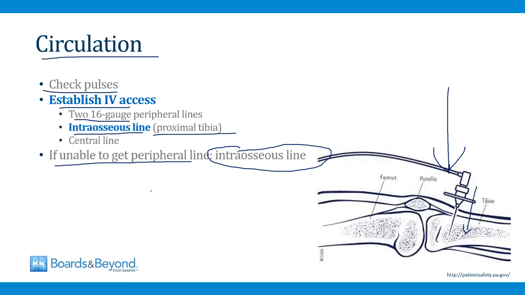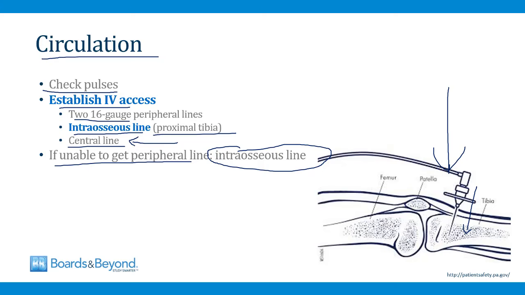Beyond a peripheral IV and an intraosseous line, the next option for IV access is a central line. Central lines are large infusion devices inserted into the subclavian vein, the jugular vein, or the femoral vein, and they are extremely helpful in trauma patients, but it takes time to insert central lines, so they are not the first option.